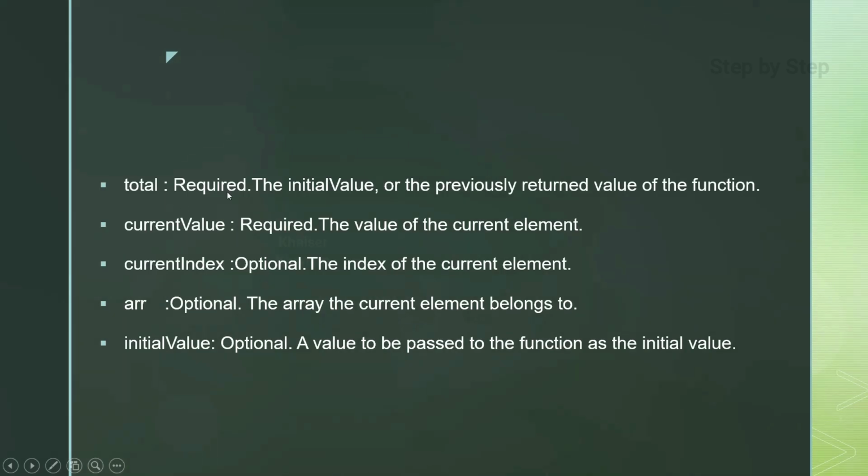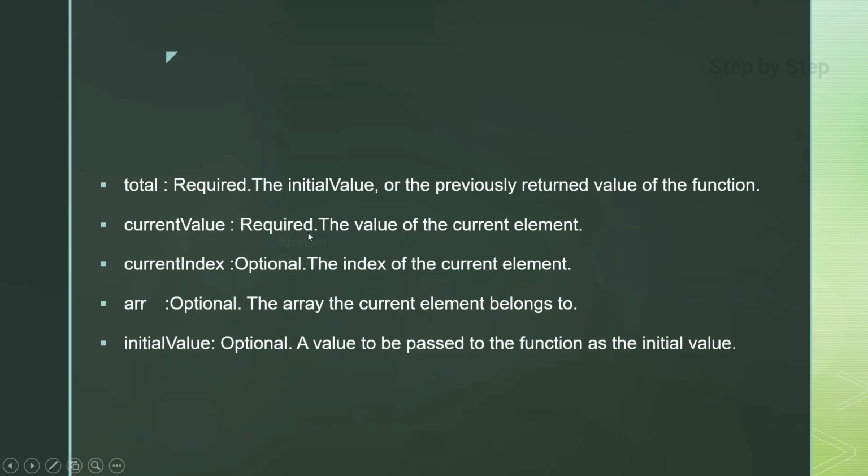Total is required because it is the initial value or the previously returned value of the function. Now what does this mean? Now suppose I have passed 1 comma 2, I just want to add that one. So 1 plus 2 will be 3. So 3 will be stored in place of total. So it will be the initial value or the returned value of the function. Whatever data my function is returning, the main value will be stored inside this total.